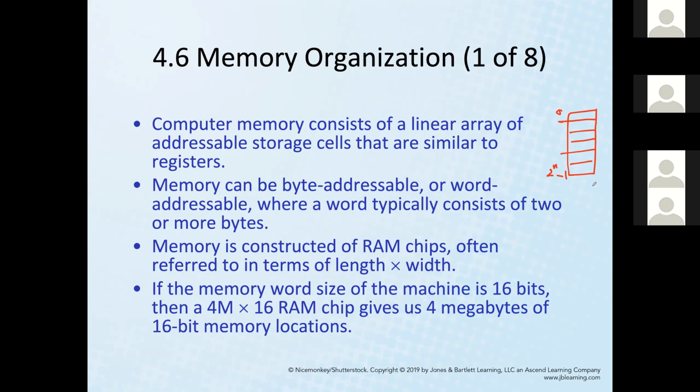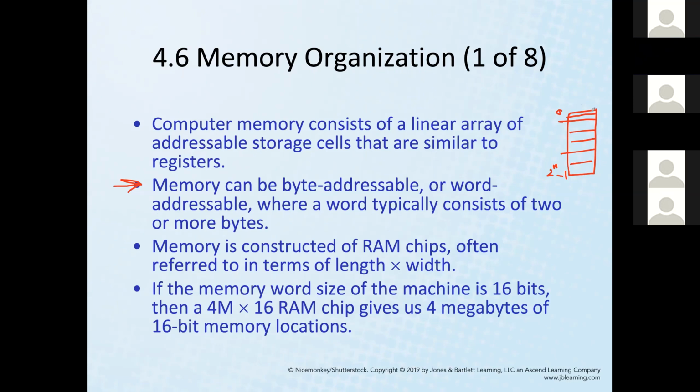So the computer memory consists of this linear array of addressable storage cells that are in fact registers. If you remember, I said that the memory can be built or implemented by flip-flops. So each address of this memory consists of 8 or 16 D flip-flops, which make 1 byte or 1 word, depending on the size of the memory. The second sentence says that the memory can be byte addressable or word addressable. What does it mean? It means that each location can store 8 bits or 16 bits.